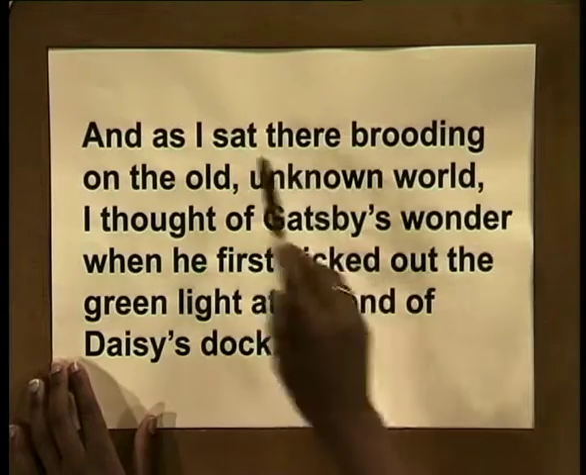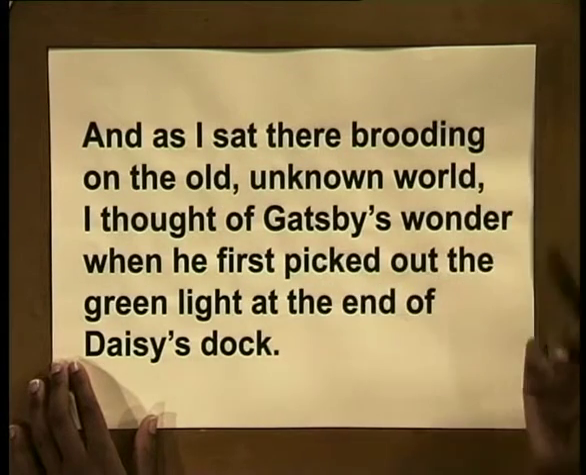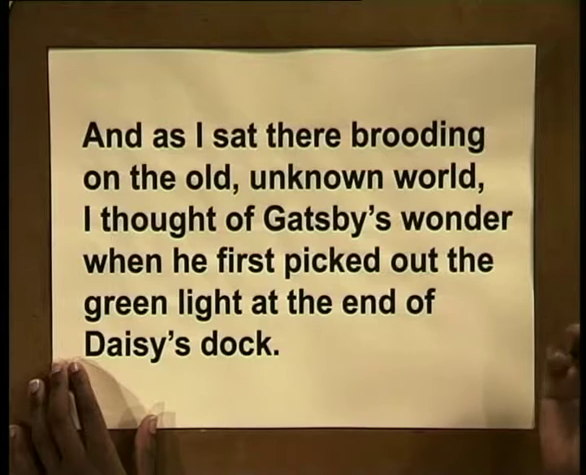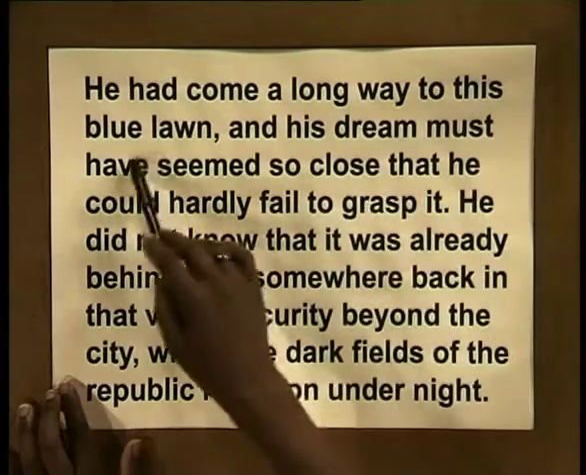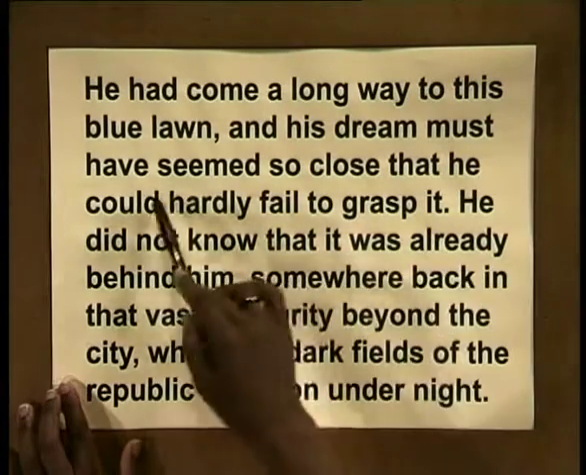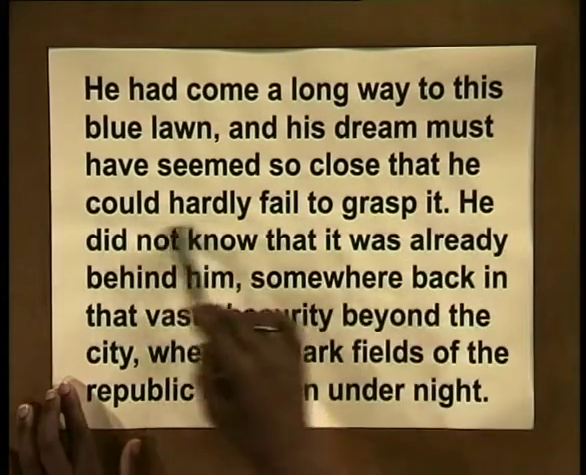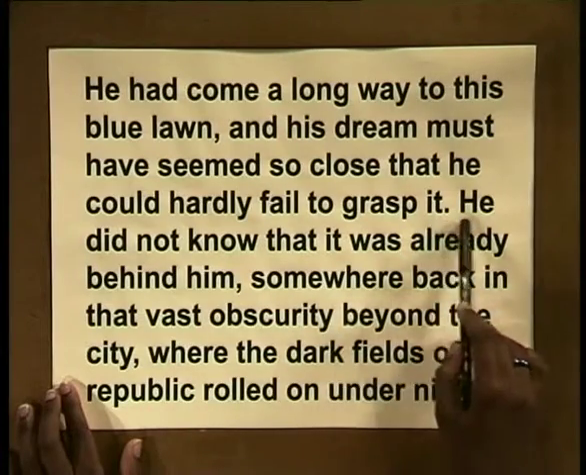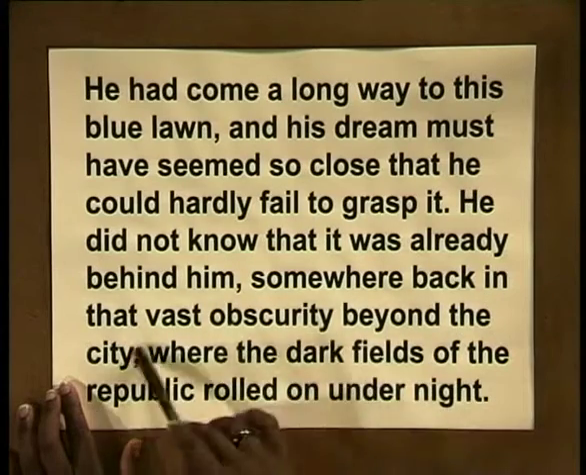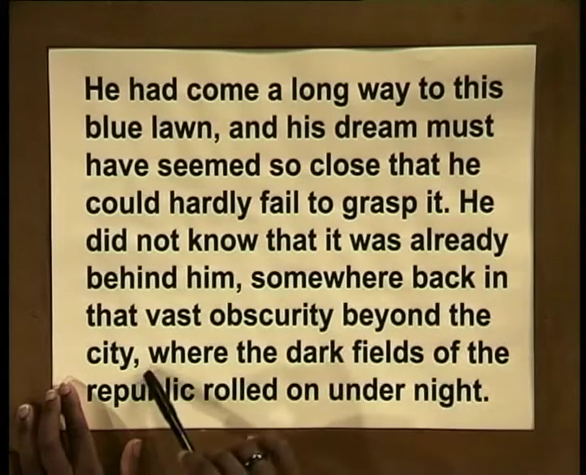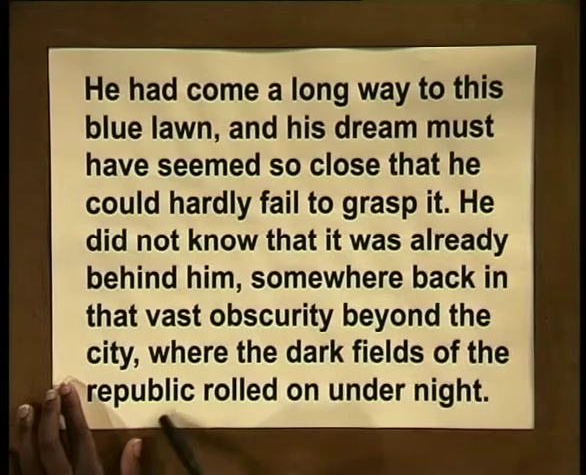By mentioning that he sat there brooding, the reader gets a sense that the commentator is reflecting on the action of the novel. The passage continues. "He had come a long way to this blue lawn, and his dream must have seemed so close that he could hardly fail to grasp it. He did not know that it was already behind him, somewhere back in that vast obscurity beyond the city, where the dark fields of the Republic rolled on under night."